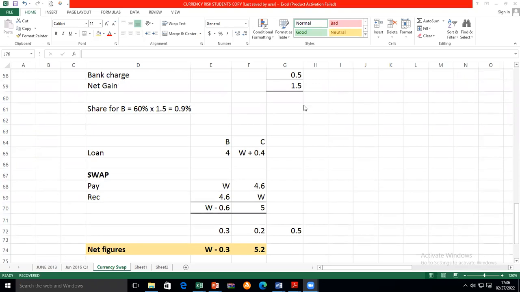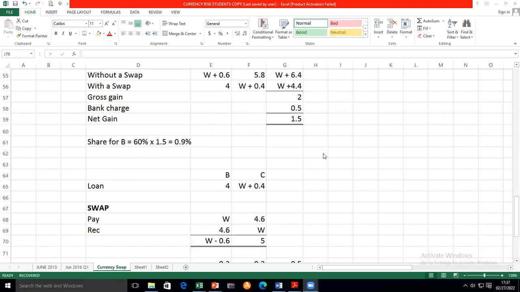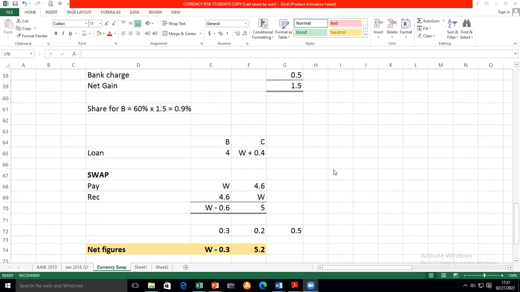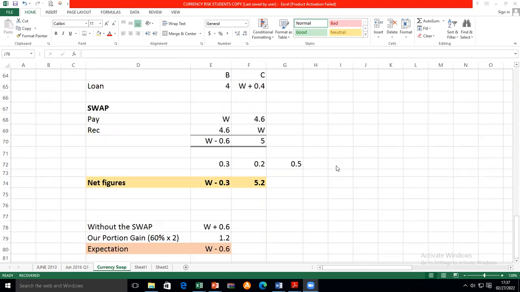So this is how we answer the question on a swap. What you must do is go through the question again. We're going to run through this question again.